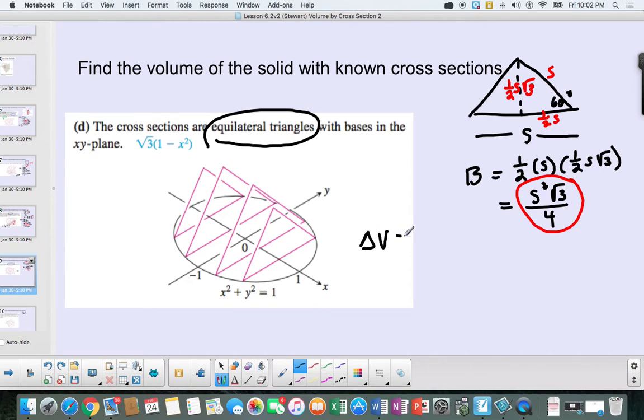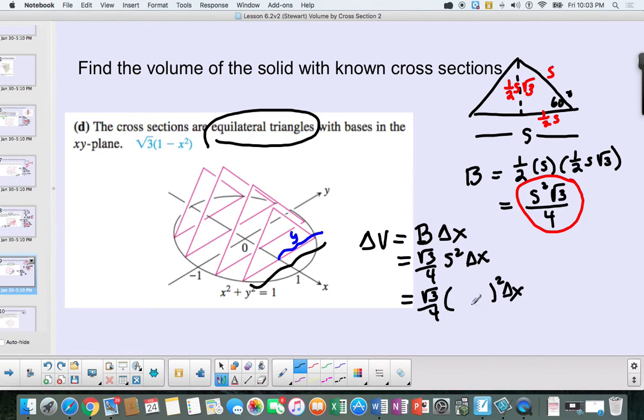Okay, a small piece of volume will be equal to the area of the base times delta x. In this case, it's going to be root 3 over 4 times s squared delta x. Now, the side, this is the whole side, and right now we can get y, that'll be the y of the curve. So to get the whole side, you're going to have to double it. So this will be equal to root 3 over 4, and what we're going to square is, we're going to take 2y of the curve, and we're going to square it. And that'll create that whole side.